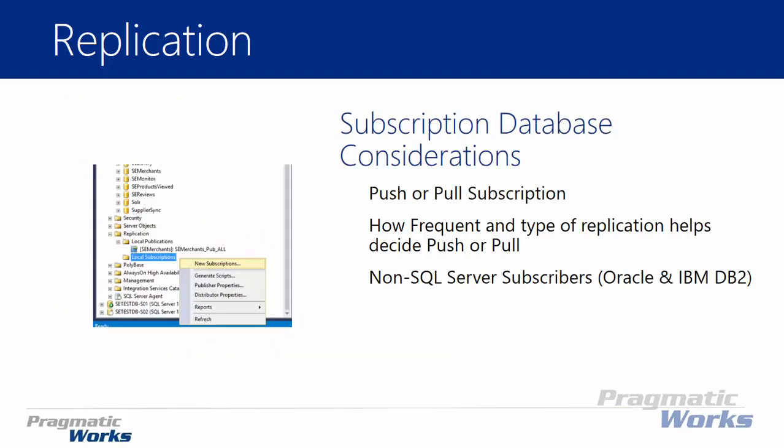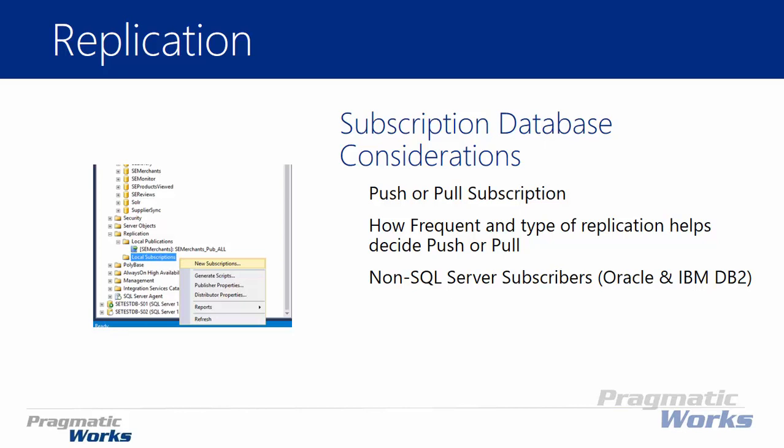Just like you have distributor and publisher database considerations, you have subscription database considerations. You want to decide, am I going to do a push or pull subscription? How frequent and what type of replication helps us decide whether we use push or pull subscriptions. Also, do we want to offload the work from our production server? If we have the CPU cycles, or if we have the cycles available on the publication database server, we may want to make it a push subscription. If we want to offload some of that work, we might want to make it a pull.